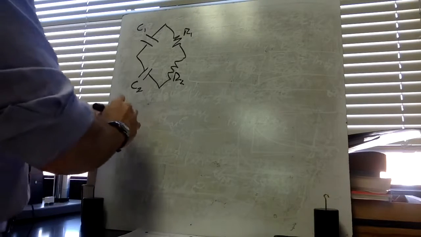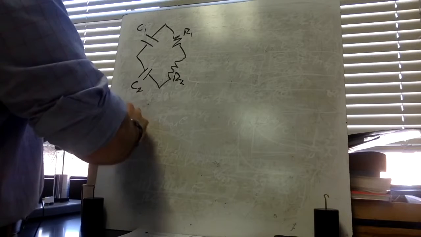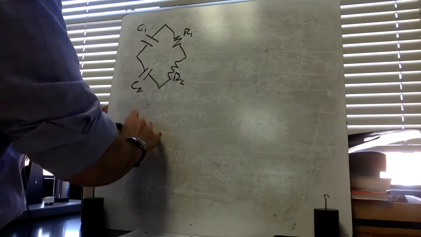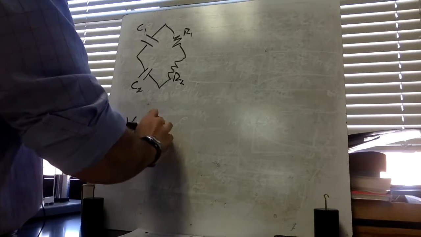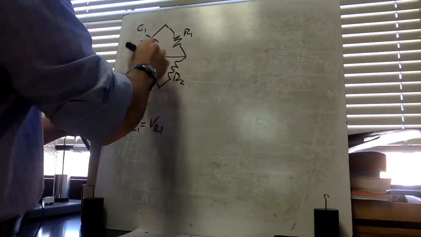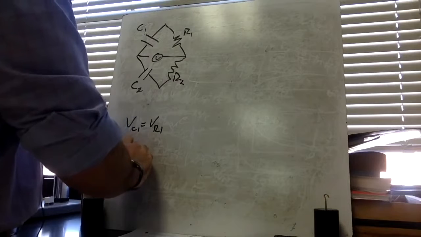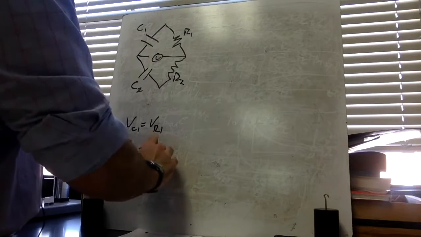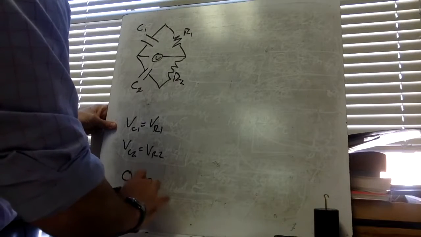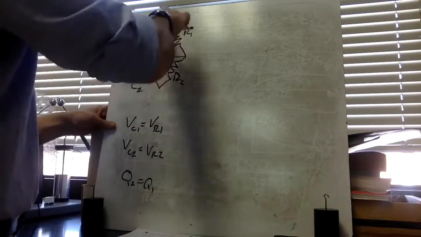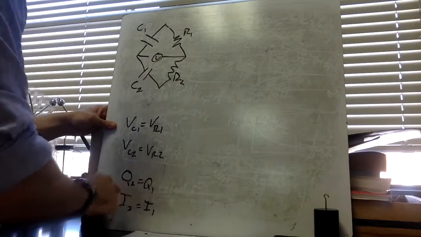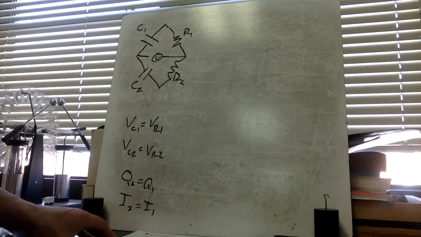We know that the potential on capacitor 1 is equal to the potential on resistor 1. These both have to be using up the same potential difference. And then the voltage on capacitor 2 has to be equal to the voltage on resistor 2. Because these 2 capacitors are in series, I know that Q2 is equal to Q1. And because these 2 are in series, I know that I2 is equal to I1. This is for the capacitors. This is for the resistors.